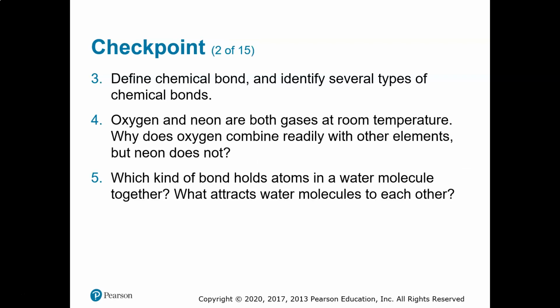And that's the only one that's listed. So I'll go on to the checkpoint questions. Define chemical bond. Remember, it is a strong attraction between atoms. There's ionic bonds, there's covalent bonds, and then there are hydrogen bonds, which are not really bonds between atoms, they are bonds between molecules. And the hydrogen bonds are the weakest chemical bonds.